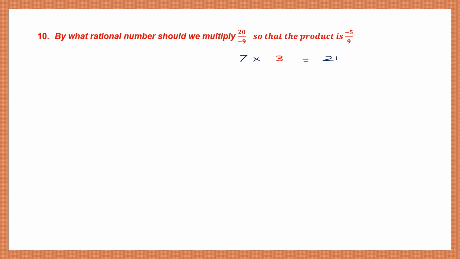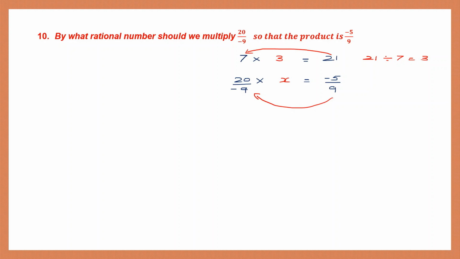7 threes are 21. Now, how did I get that 3? If I divide 21 by 7, I will get 3, isn't it? Suppose I take 21, I divide it by 7, my answer is 3. Now, here let me replace this example with the actual numbers. So, instead of 7, I'm going to write 20 by minus 9. By what rational number should we multiply 20 by minus 9 to get minus 5 by 9? So just like in the example, we have to divide minus 5 by 9 and 20 by minus 9. And then we will get the value of x.